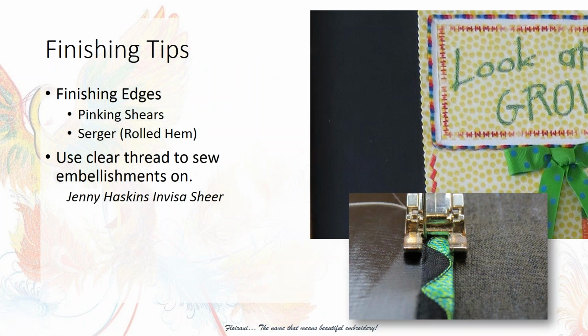So for stitching the various items down, I used clear thread. And I went ahead and put in here Jenny Haskins. Floriani doesn't make a clear thread, but Jenny Haskins does. And Jenny Haskins is actually an RNK product, so you can order this thread through your Floriani dealer. But it's a fantastic thread. It's called Jenny Haskins Invisisheer thread. And I have that in the machine here, and you cannot even see it going through the needle.